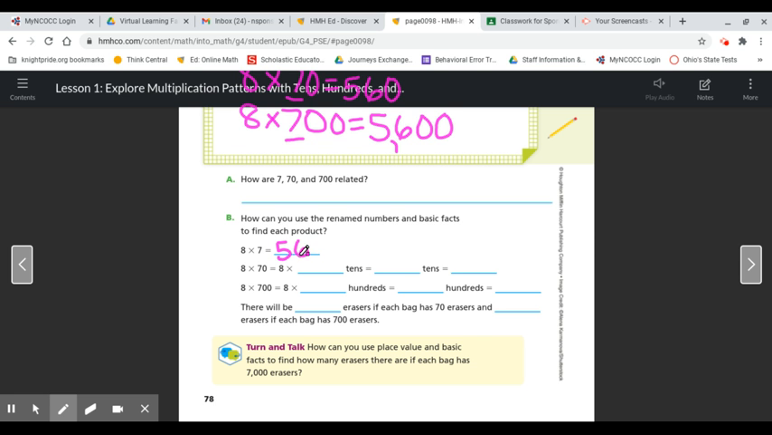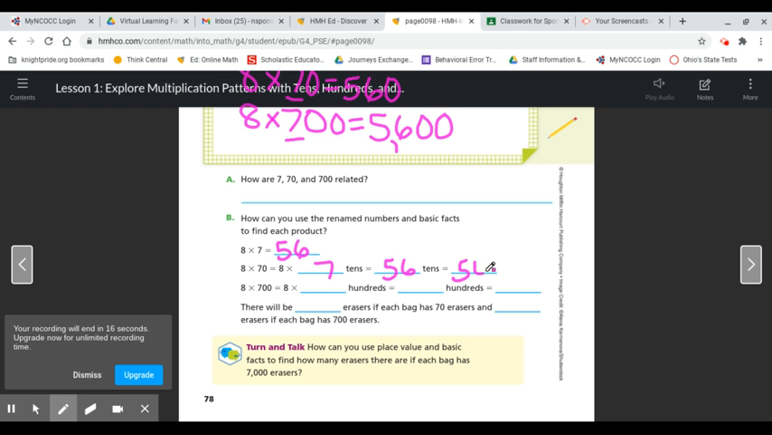8 times 7 is 56. 8 times 70 equals 8 times 7 tens, which equals 56 tens, which equals 560. That's how you would rewrite 56 tens.